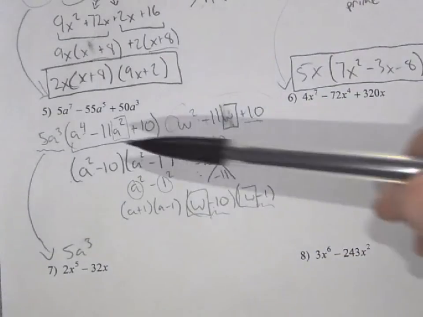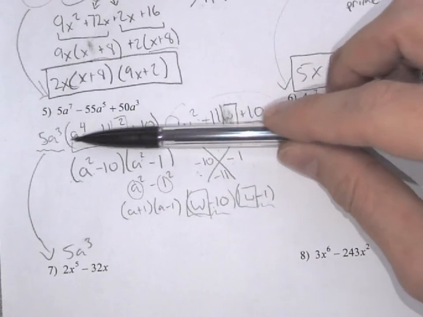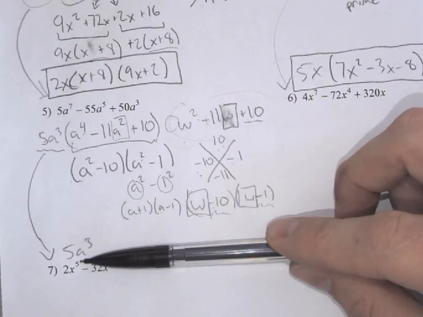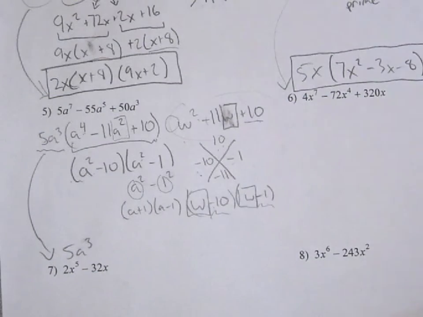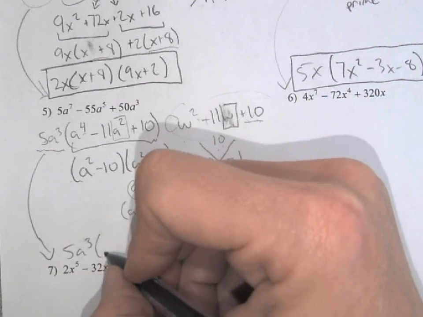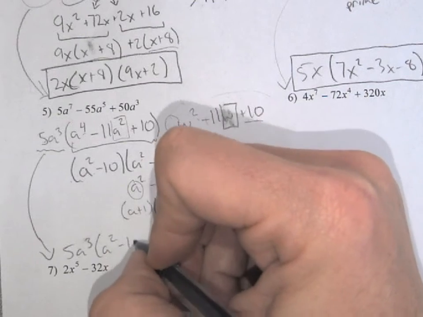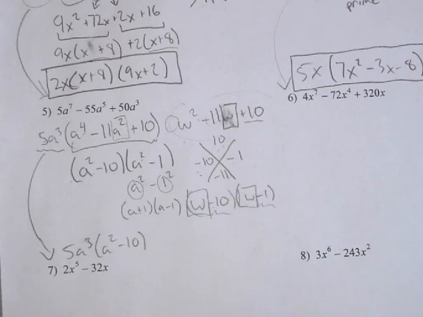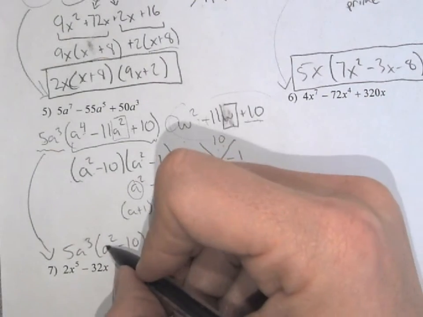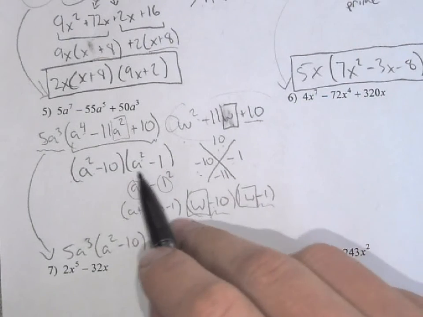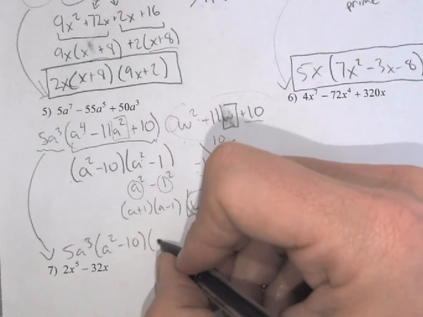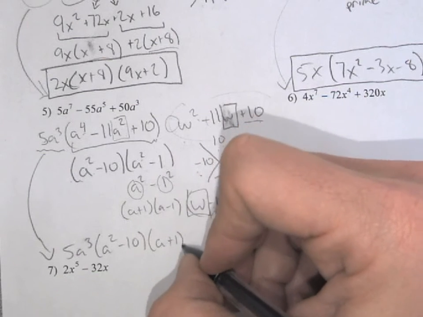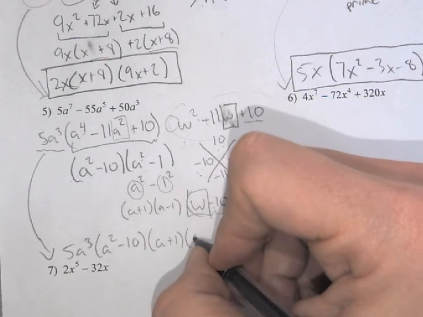So let's put it all together. Here's the greatest common factor. That drops all the way down here. This guy is not factorable any further. It kind of looks like a difference of squares, but since 10 isn't a perfect square, we can't really factor it and get integers out of it. So we're going to put a squared minus 10. And then this guy right here actually turned into 2 other factors. So instead of a squared minus 1, I'm going to write a plus 1 and a minus 1.